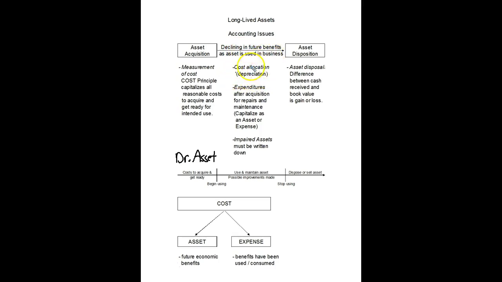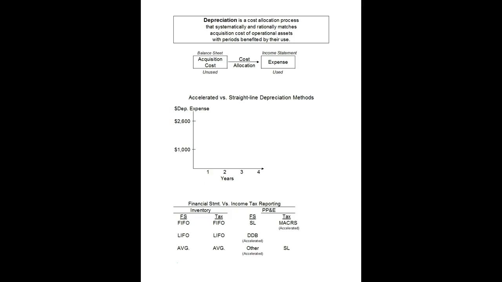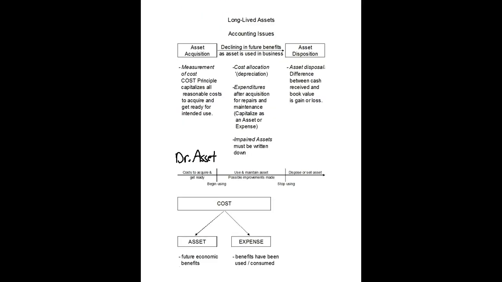So we want to depreciate the asset. So let's look at, what is depreciation? Depreciation is a cost allocation process. So we're just taking the cost of the asset and systematically and rationally matching that cost with the time periods benefited. So we have seen before this idea of taking cost out of an asset and moving those costs to an expense account. Let's take a picture of this.